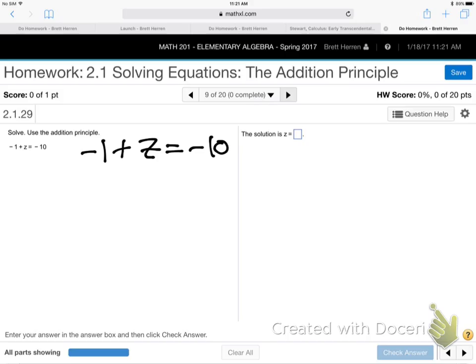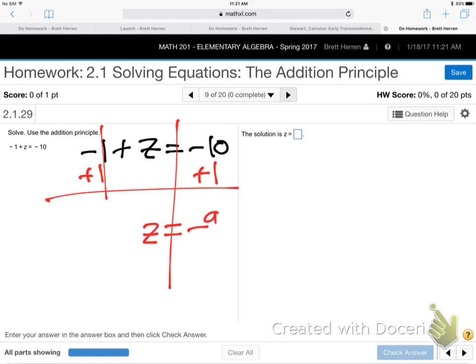All right, so on this one, Z is saying I want to be alone. What do we do to get Z alone? Add 1. Add the 1. That gives -9. Boom, there we go. We lose $10 and gain back $1. All right, good. So I'll put it on the screen here for us all.